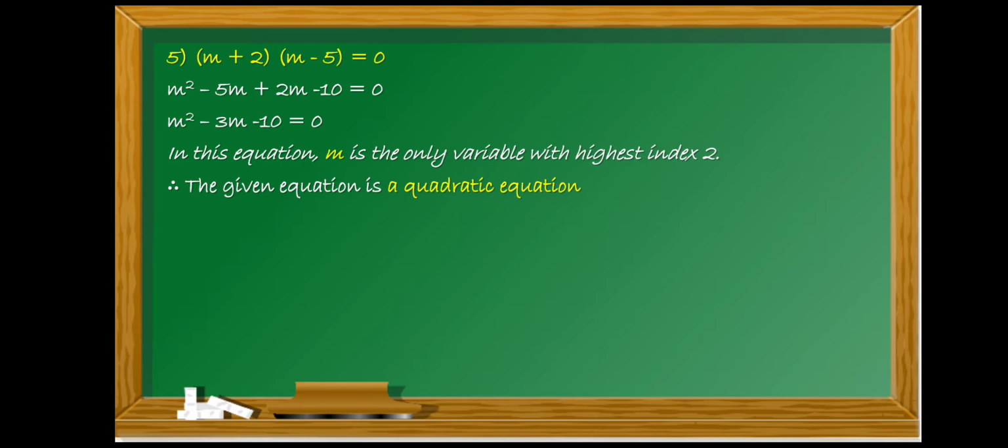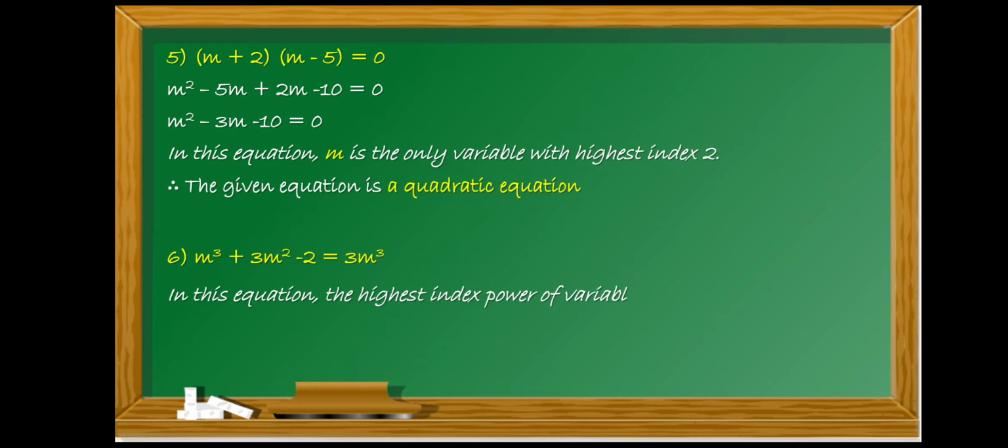Question number 6. You will see the equation is m cube plus 3m square minus 2 equal to 3m cube. You can arrange and simplify it, but you will see the highest index power of the variable given here is 3. So directly you can decide whether the given equation is quadratic or not. Therefore, it is not a quadratic equation.